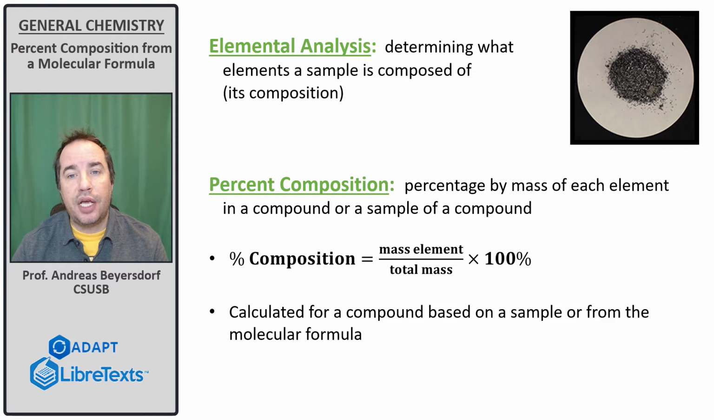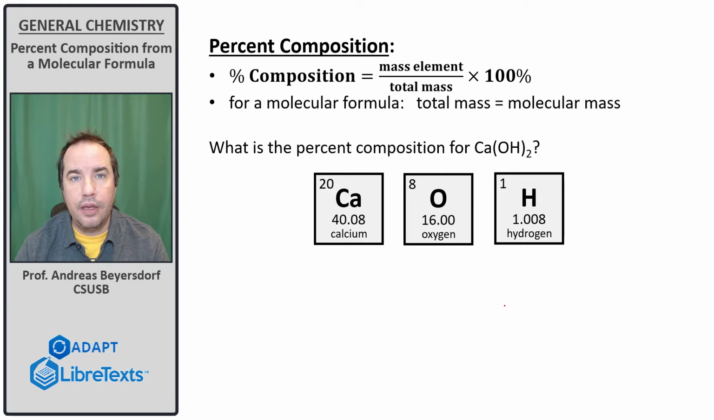And we can find percent composition by taking the mass of each element over the total mass and then multiplying by 100%. Percent composition can be found for a sample or based on the molecular formula. Let's look at it for a molecular formula. Now, when we find percent composition based on molecular formula, the key thing is that this total mass, which is the denominator, is the molecular mass or the molar mass of that compound.